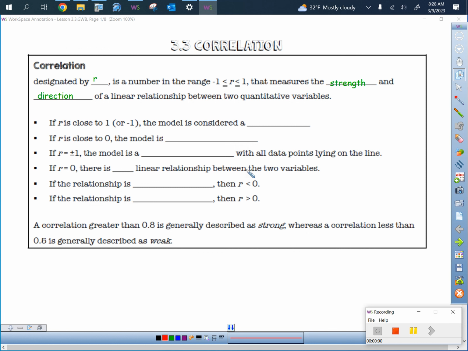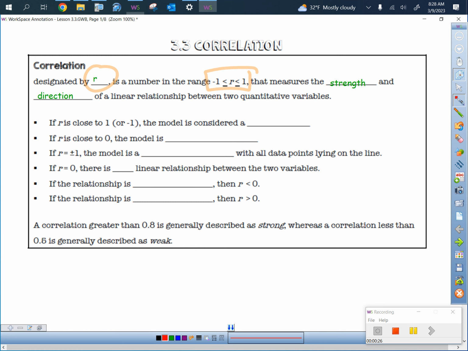So we just finished an awesome activity about correlation. Correlation uses the letter R. It's some sort of number between -1 and 1. It's fancy math talk right here, between -1 and 1. And what correlation measures is how strong something is. So it measures the strength and the direction. Strength and direction. So let's rock through this.